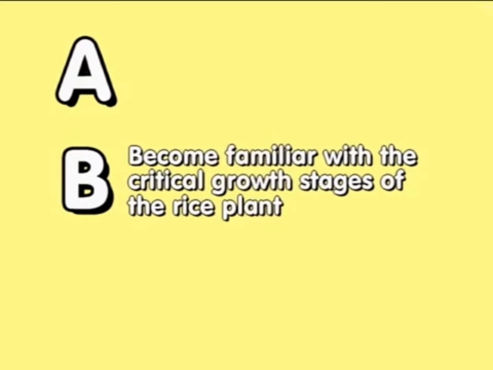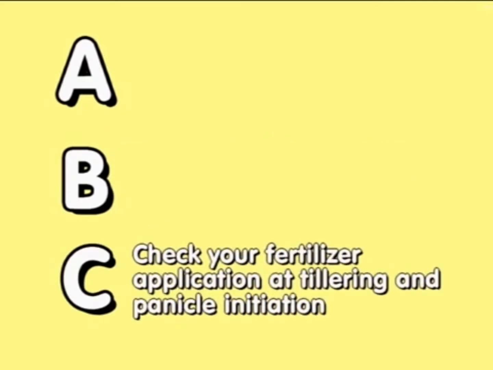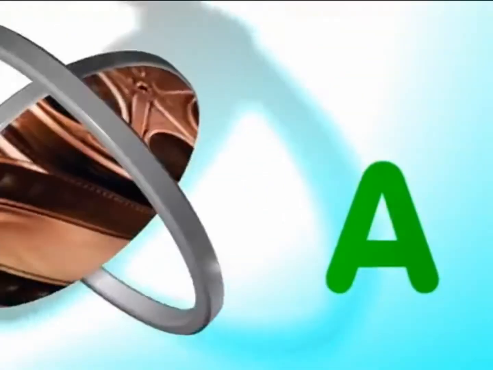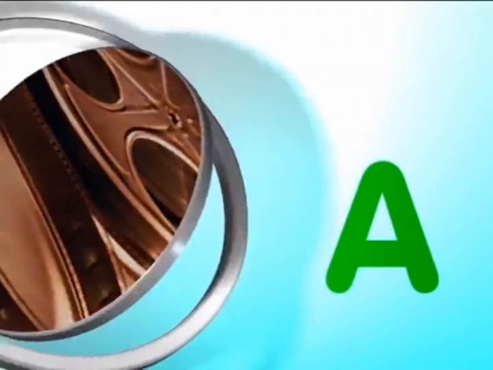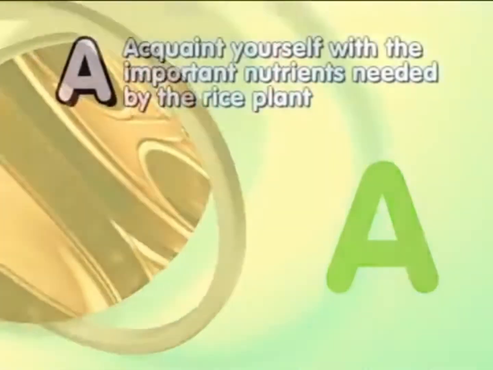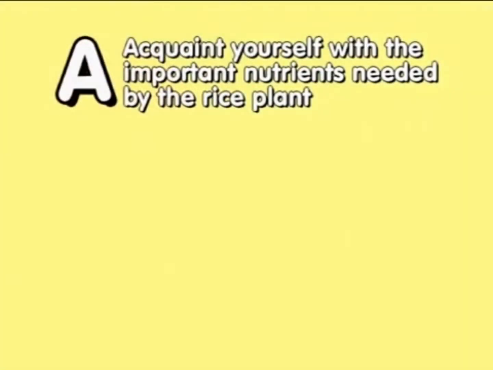A. Acquaint yourself with the important nutrients needed by the rice plant. B. Become familiar with the critical growth stages of the rice plant. C. Check your fertilizer application at tillering and panicle initiation. Previously, we have learned that the A of the ABC of proper nutrition is acquaint yourself with the important nutrients needed by the rice plant.